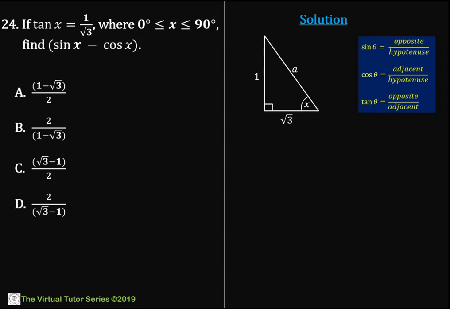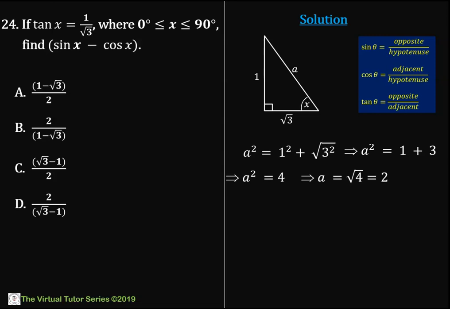Now, using Pythagoras' theorem, we have A squared is equal to 1 squared plus root 3 squared. 1 squared is 1 and root 3 squared is 3. So we have A squared is equal to 1 plus 3. 1 plus 3 is 4. So we have A squared is equal to 4. Finding the square root of both sides, we have A equal to root 4, which is 2.